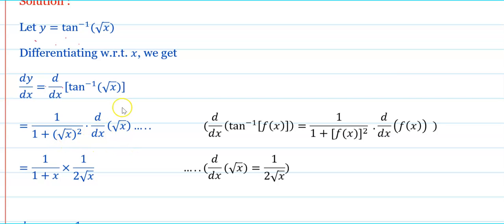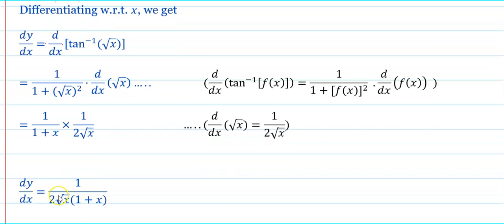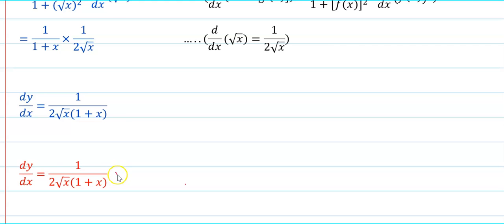Next step, the derivative of root x. See here, d/dx of root x is 1 upon 2 root x, a simple formula, and hence (root x) squared means x. So 1 upon 1 plus x into 1 upon 2 root x. Okay, and this is the answer. Simple multiplication: 1 into 1 is 1, and 2 root x into (1 plus x). So the answer is 1 upon 2 root x (1 plus x). Okay, and this is the answer.